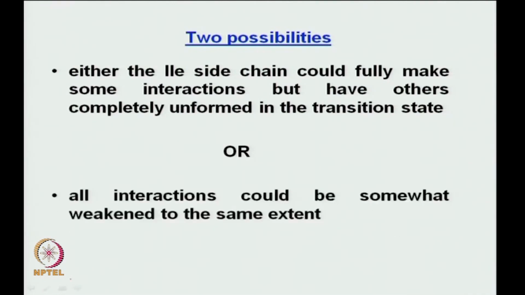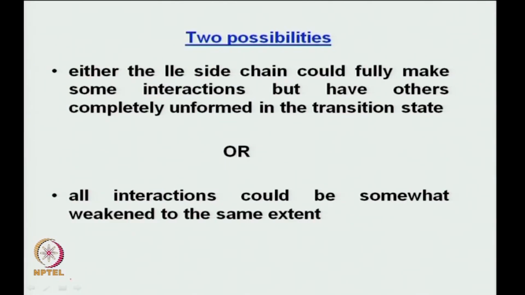What you can say is, okay, I would not go by that. Instead, I would say all the interactions have developed, but they have developed only to the extent of 50% as compared to the native state. That means all of those have developed, but only at the level of 50%. Do you understand the difference?